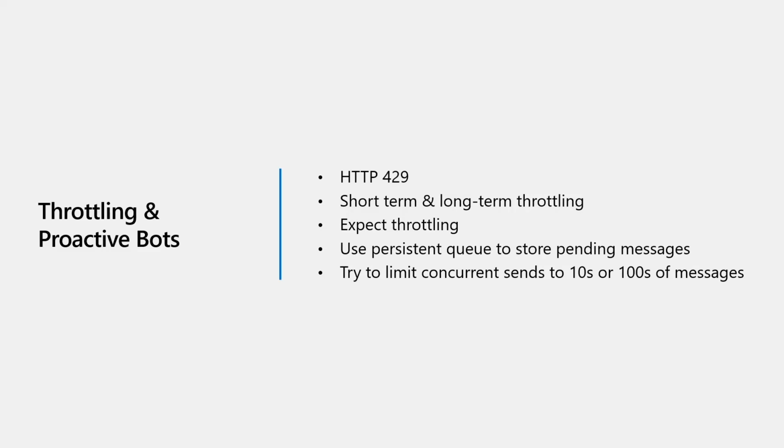Throttling for bots follows the convention of using the HTTP 429 status code to indicate the bot is sending too many requests. This throttling will take one of 2 forms: short-term transient throttling or the more long-term circuit breaker style throttling. Many proactive bots want to send these bulk messages as quickly as possible. We recommend designing with the expectation that the bot will experience throttling rather than trying to send slowly enough to avoid it. As a pattern, we recommend persisting these messages on a queue and that bots not attempt to send more than tens or hundreds of messages at the same time.